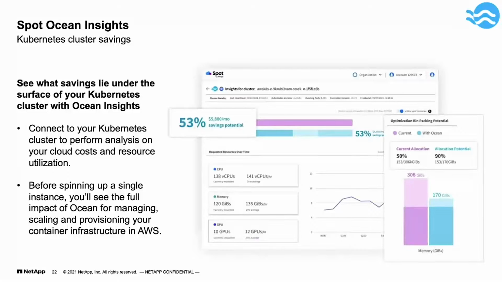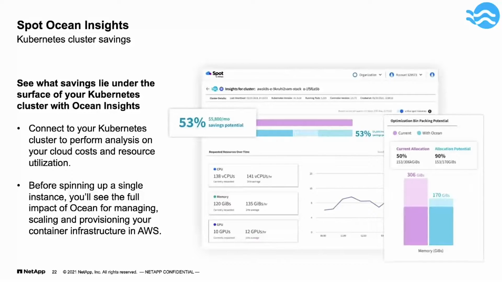So you can get started today by using Spot Ocean Insights to see what savings you can get immediately. You simply connect to your Kubernetes cluster to perform the analysis on your cloud costs and resource utilization. And then before spinning up a single instance, you'll see the full impact of Ocean for managing, scaling, and provisioning your container infrastructure in AWS.